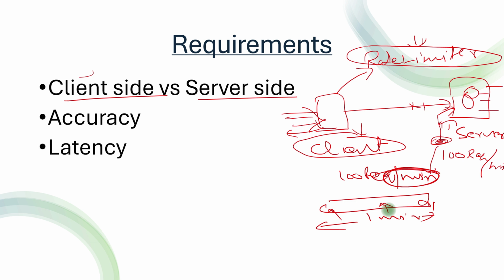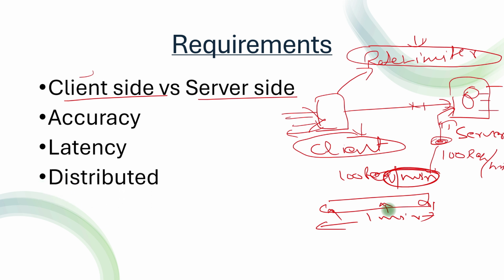Next is latency, because the rate limiter is a supporting service to serve the business purpose, right? It should not take much time to confirm whether a request is allowed or not. It should confirm as soon as possible. So latency is a very important factor.